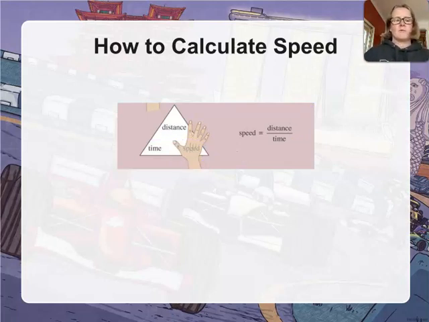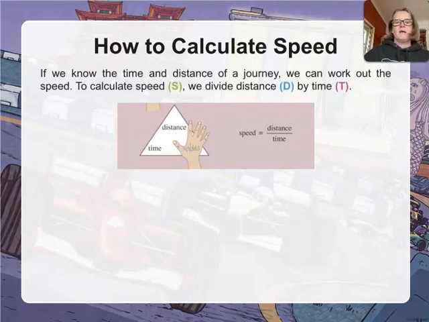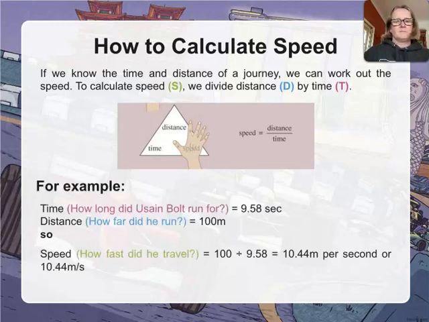So let's have a look at how we do that with the Usain Bolt example. We know the time, it took him 9.58 seconds, and the distance, which was 100 meters, so we can work out speed. When you take the distance divided by the time, you end up with 10.44 meters per second. So you can see it written out there in longhand, or 10.44 m/s. That's how you write it out shorthand.